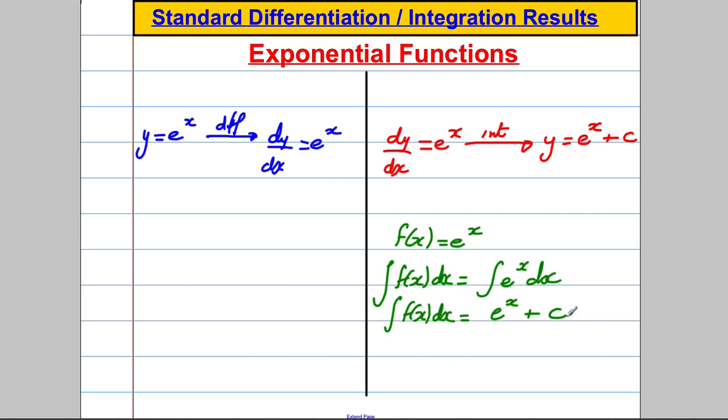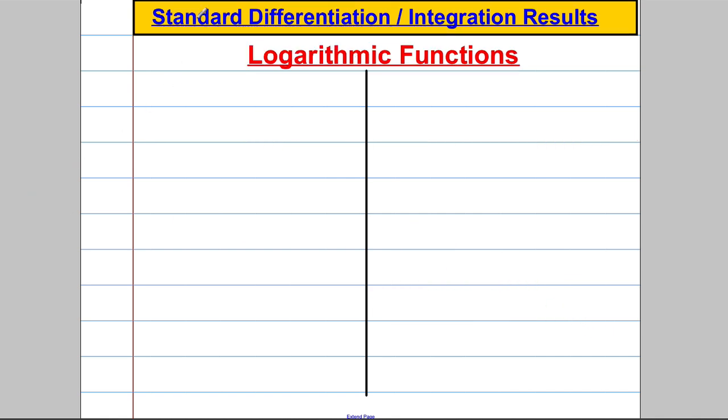Okay, so the integral of e to the x is e to the x plus a constant. Okay, let's think about logarithmic functions. When I was differentiating and someone gave me y is the natural logarithm of x, and I differentiated this, I got that dy by dx was equal to 1 divided by x, the reciprocal of x.